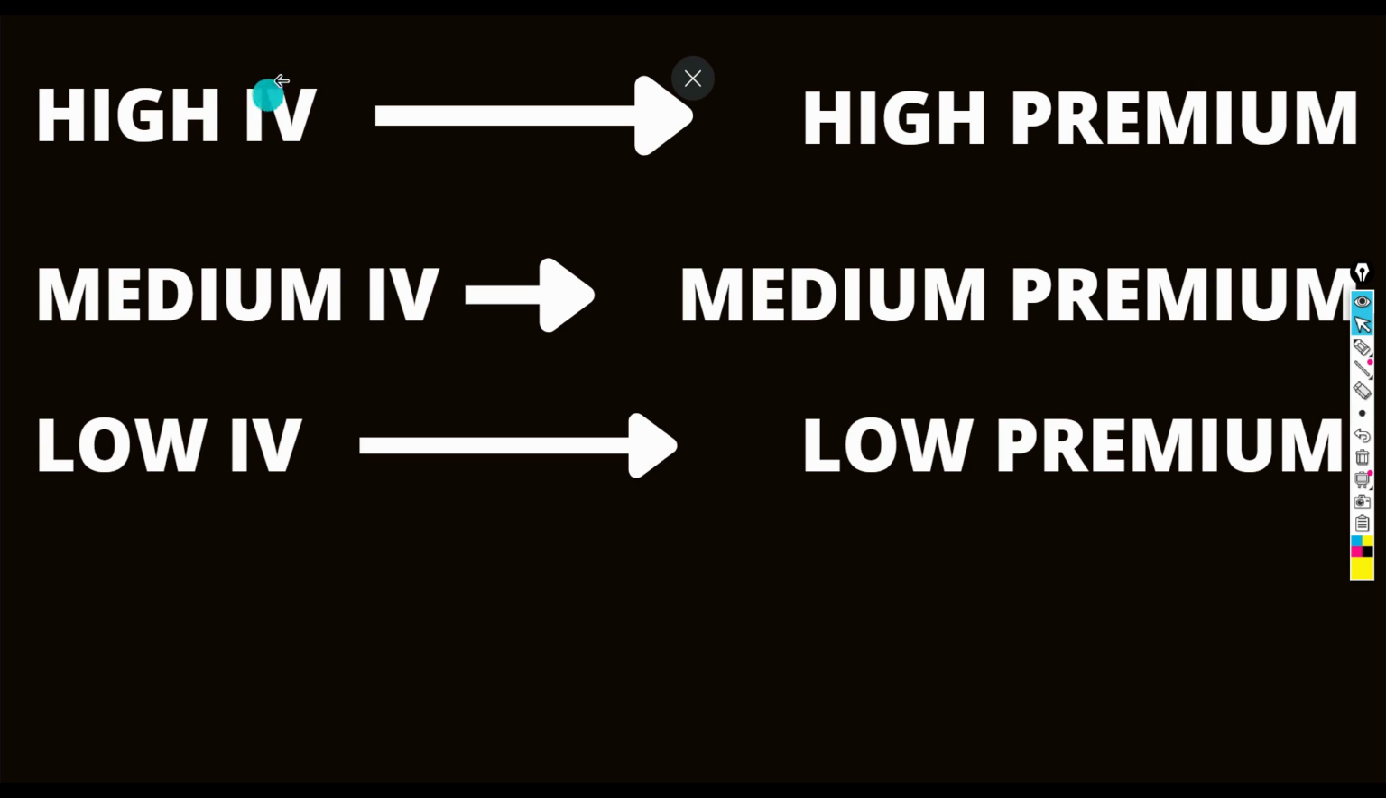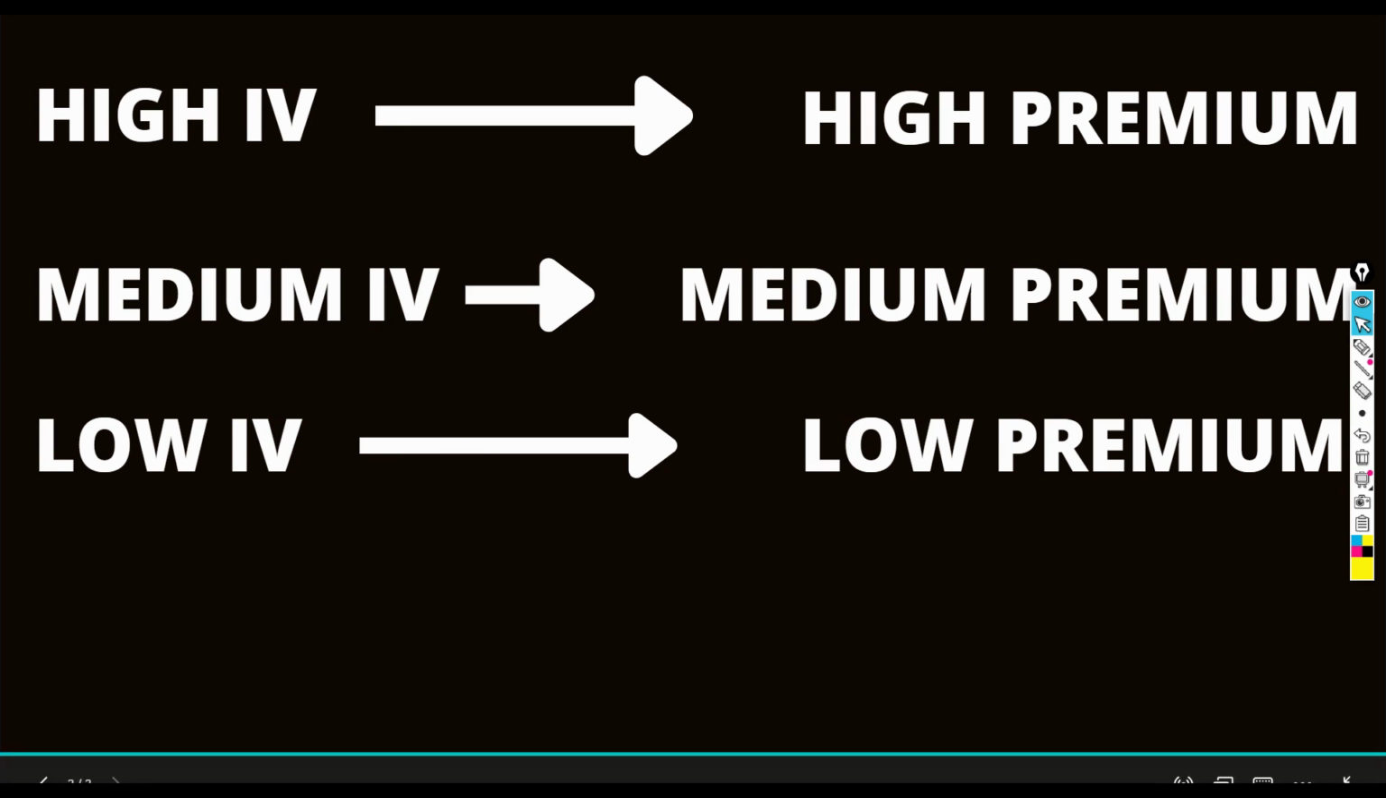Or else I would say, if I replace it with VIX, high IV or high VIX would be high premium. Medium IV or medium VIX would be medium premiums. Low IV or low VIX would be low premiums, right? We will talk with regard to IV now.